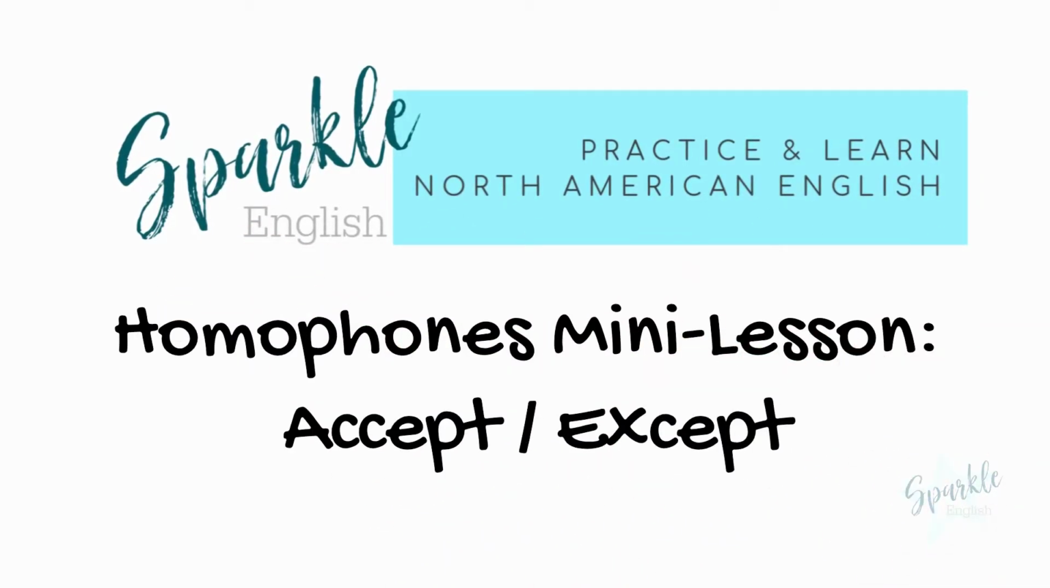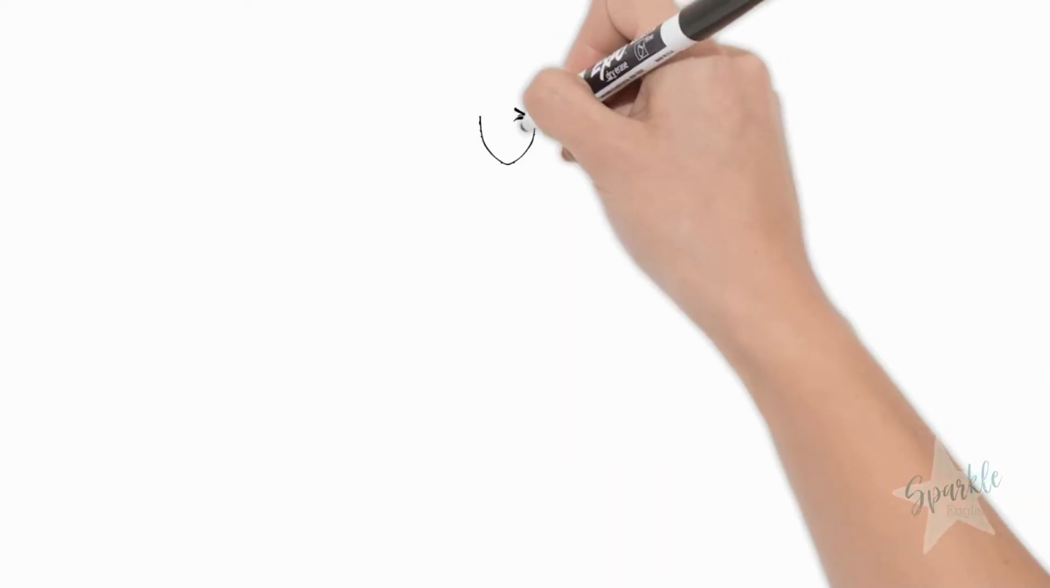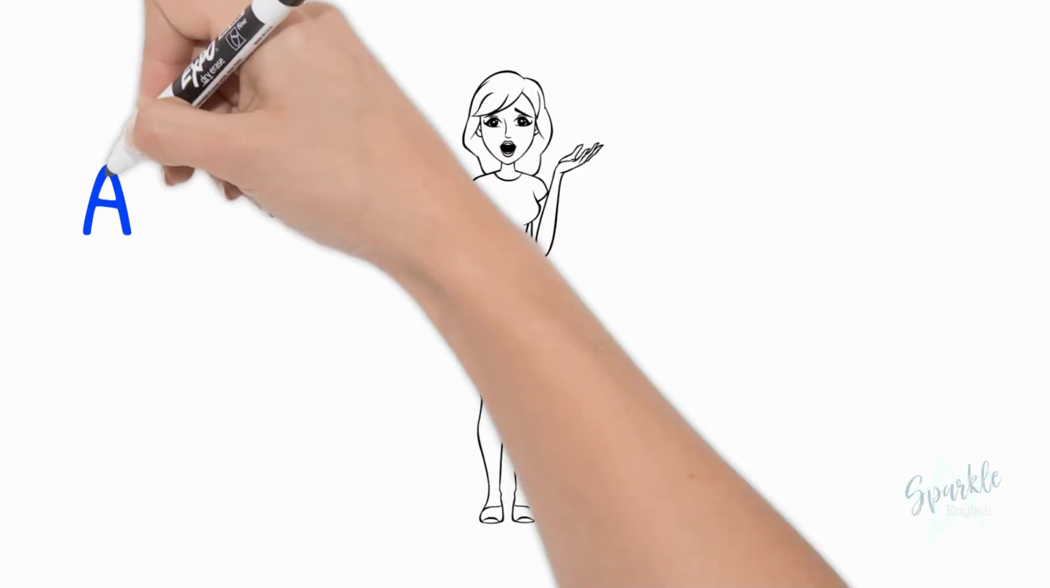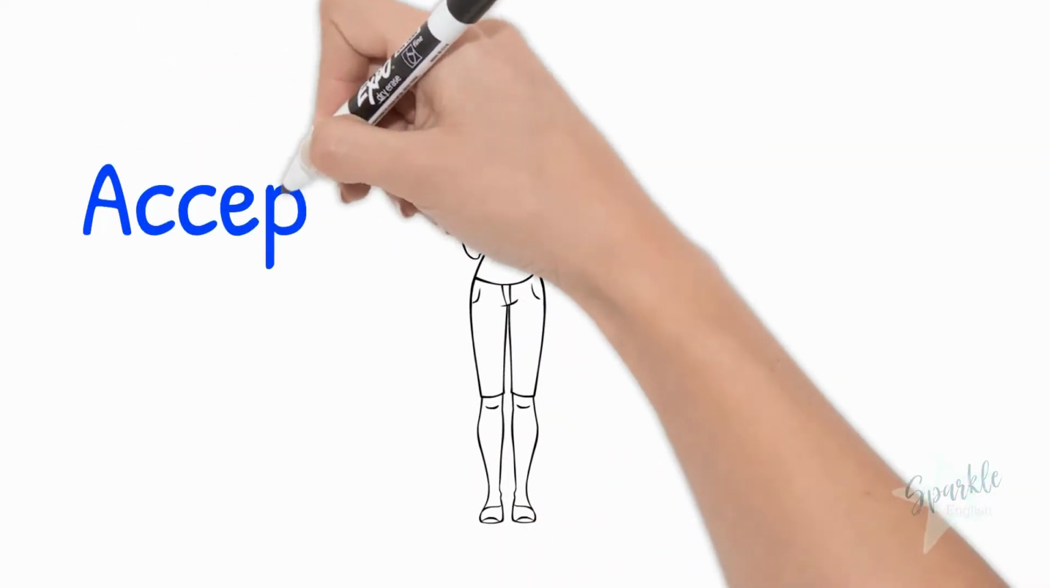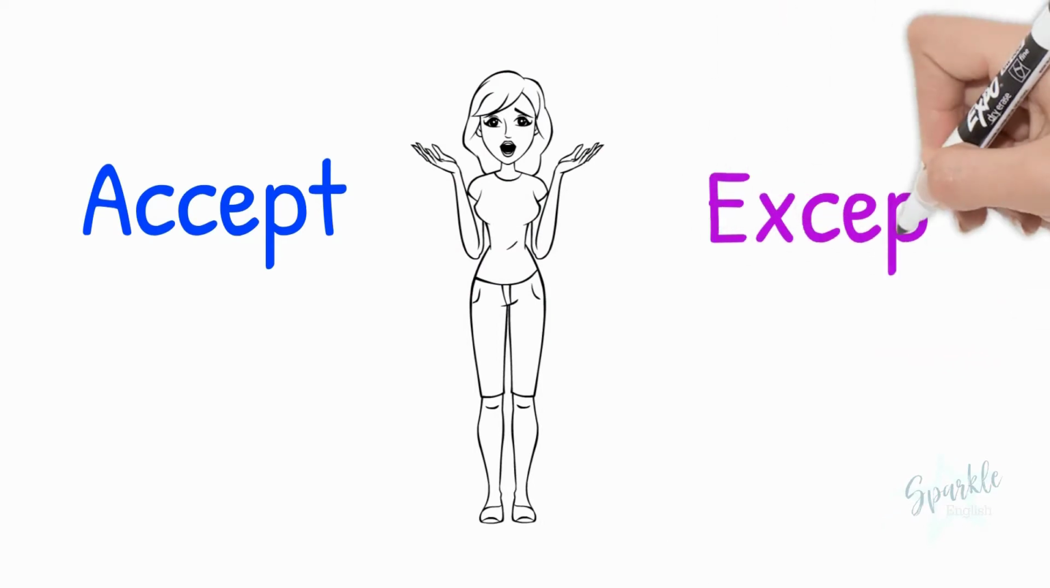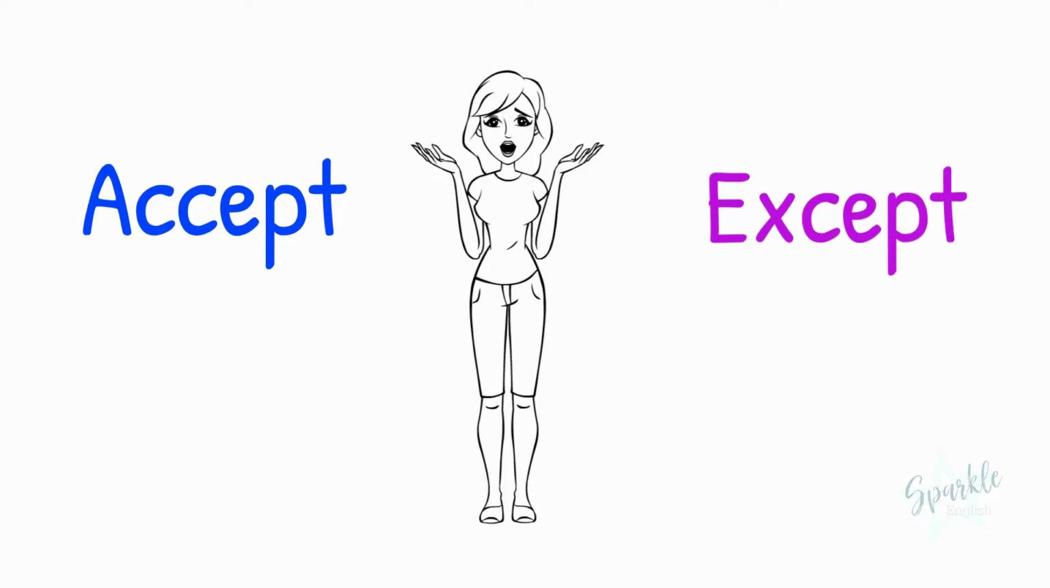Today's mini lesson is on the difference between accept and except. It's very common for English language learners and even native English speakers to get confused about how to spell or use these words correctly, since they are homophones and sound exactly the same. Let's learn the difference between these two words.